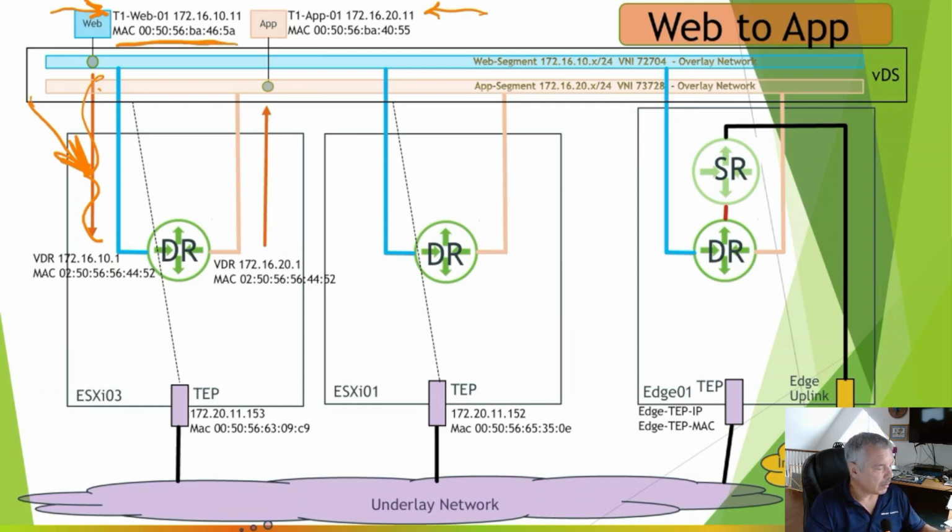But the source MAC on this left side would be 46.5A, and the destination MAC would be the VDR right here. When it passes through the VDR and goes up to the VM, the source MAC will change to 564452. The destination MAC will be BA4055. Okay, so just keep that in the back of your mind.